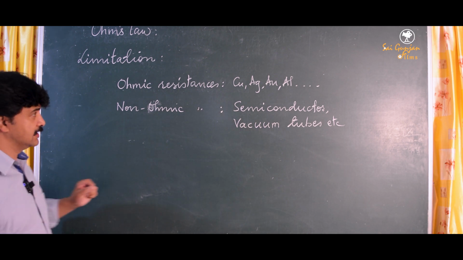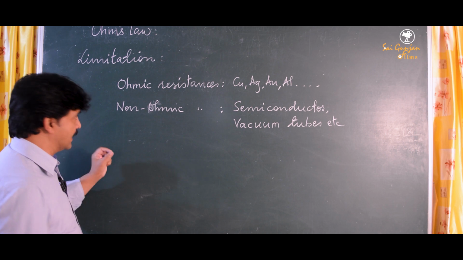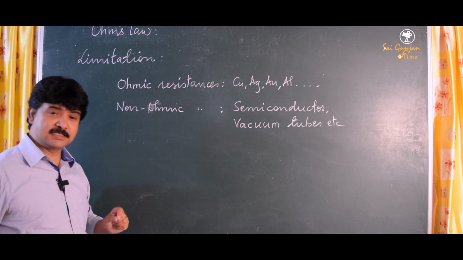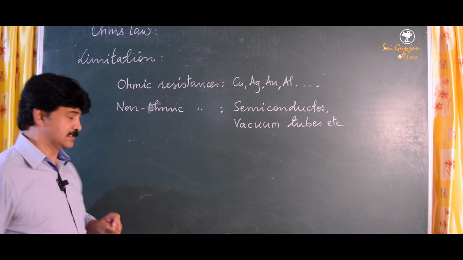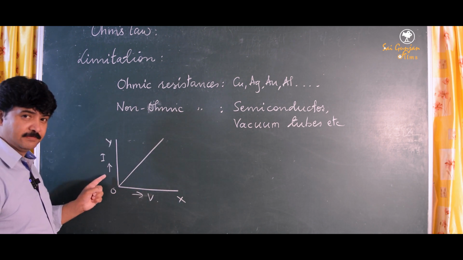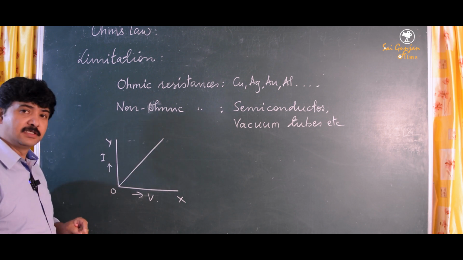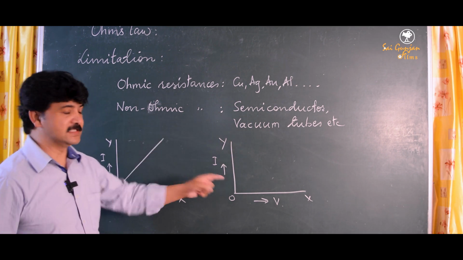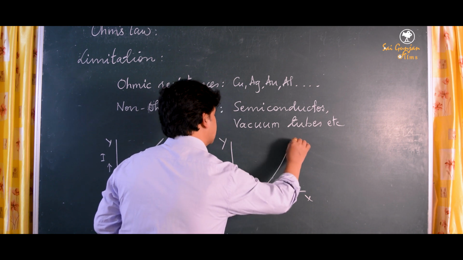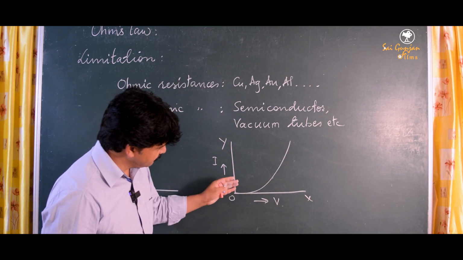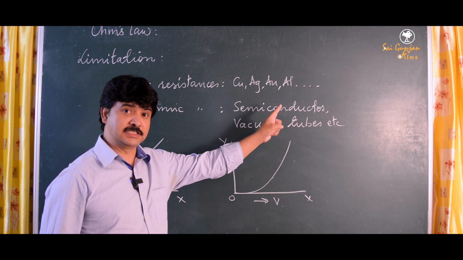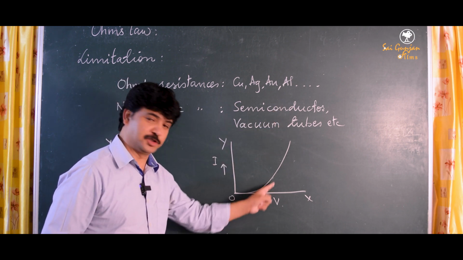Okay, so if that is so, then let's see the V versus I graph for the ohmic resistances and non-ohmic resistances. For ohmic resistances, the V versus I graph will be an oblique straight line passing through the origin. For non-ohmic resistances, the graph will not be a straight line, okay? It will be a curved line somewhat like this. So as the graph goes up, it also means that as the value of potential difference increases, the current will also increase. In this case, the current is not directly proportional to V.